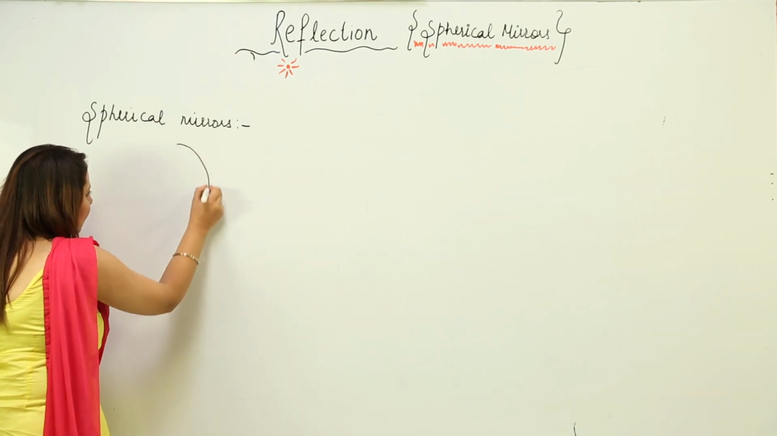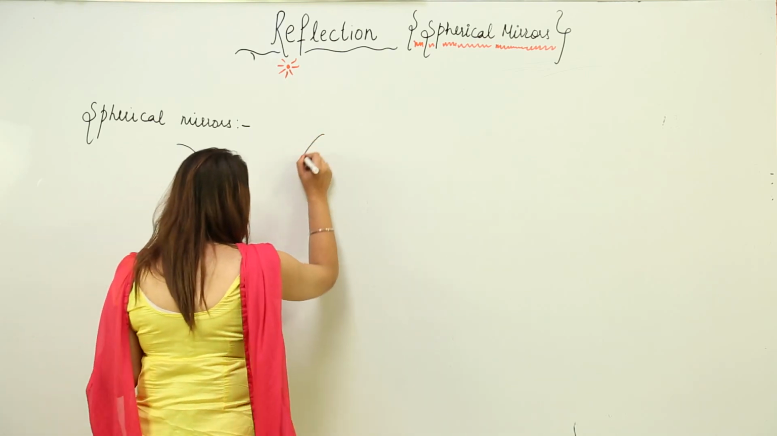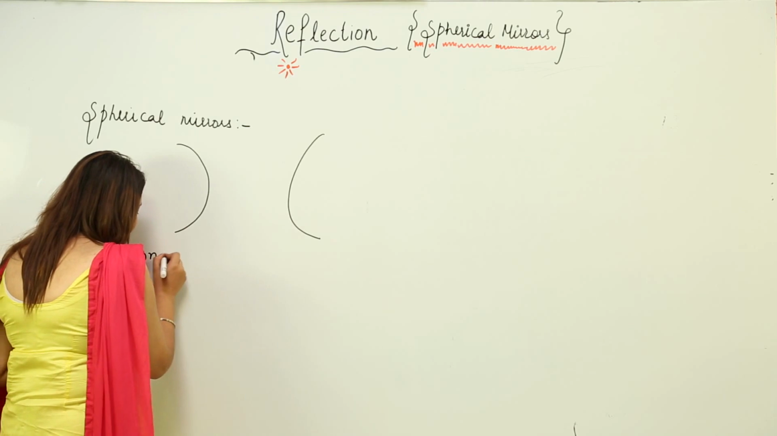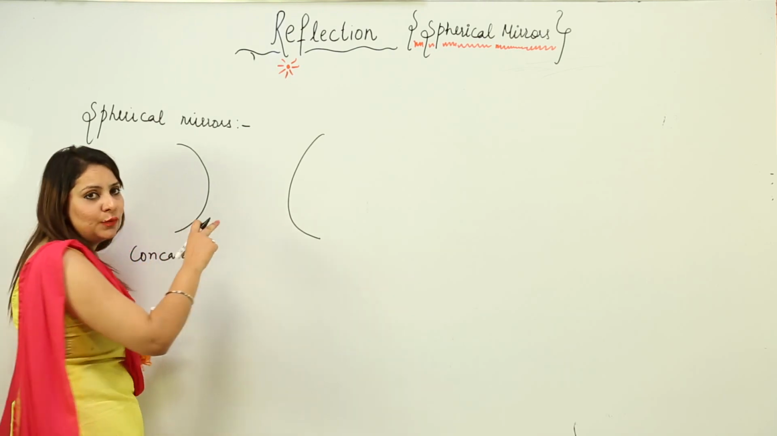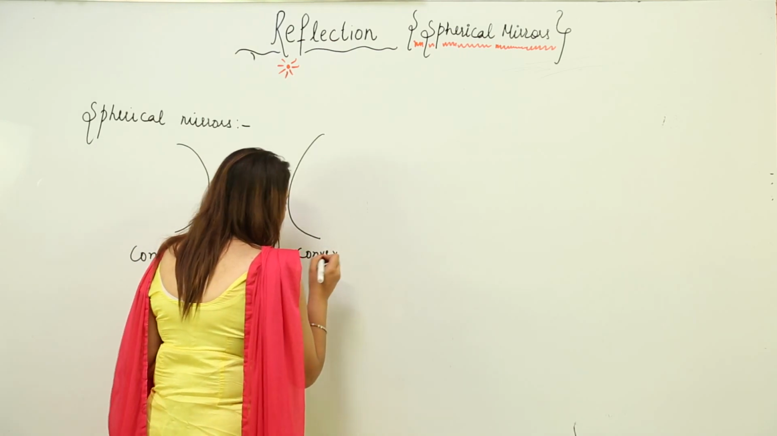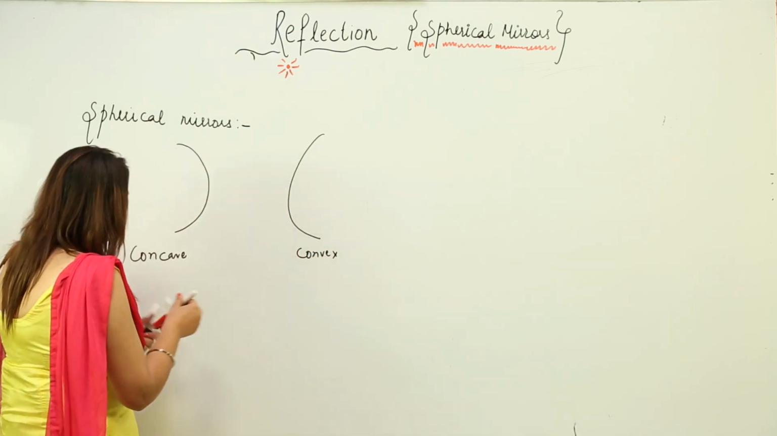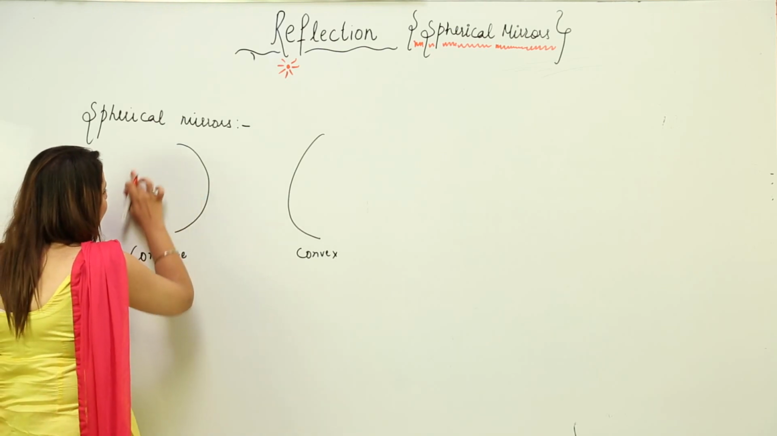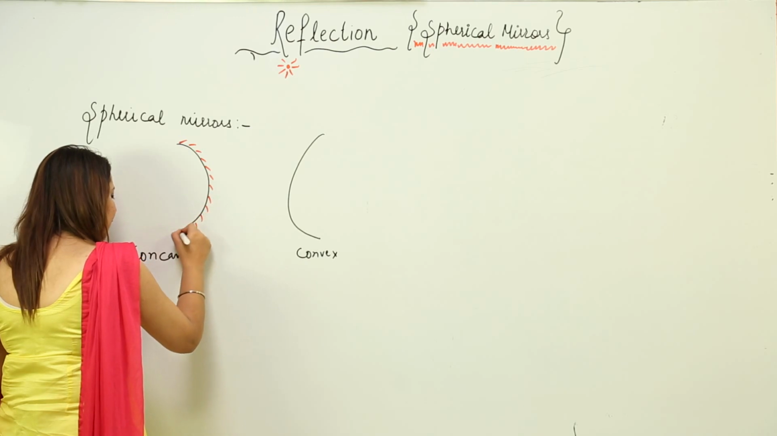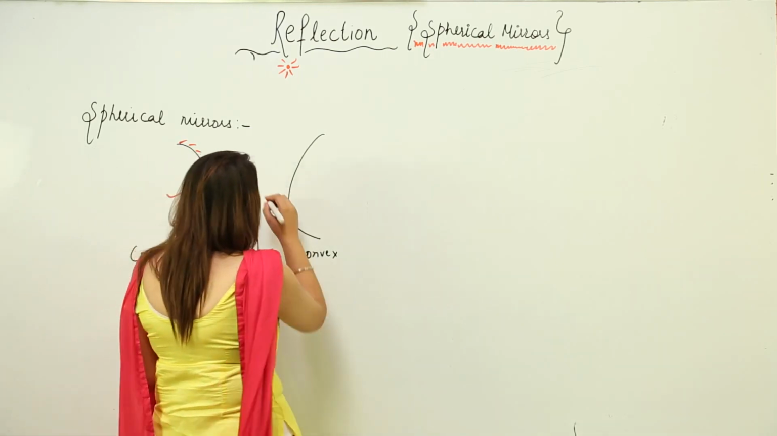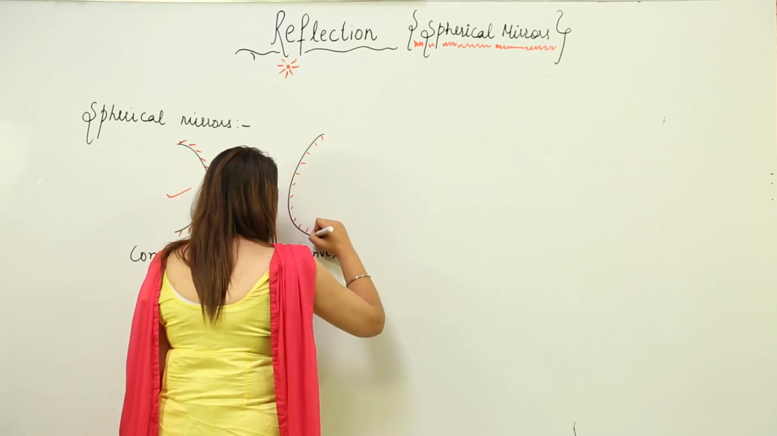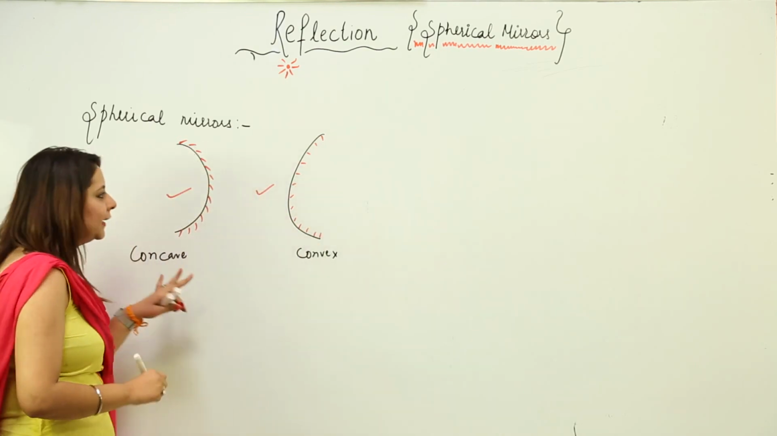The surface can be curved like this, and the surface can be curved like this. So we come across two spherical mirrors. This is called concave. You can relate it with the upper side of a spoon. And this is called convex. So concave is that in which the reflection occurs from the inner side, and this is a polished surface. Reflection occurs from this side. And here the reflection occurs from this side, and this is a polished surface. So this is the convex one.